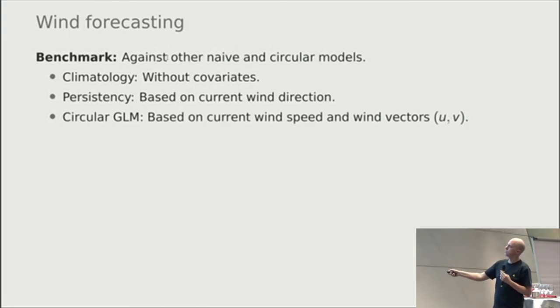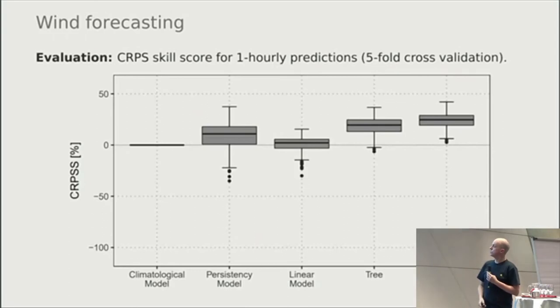And then we used a circular GLM based on the current wind speed and the current wind vectors. We split up wind direction into a vector of two, which is often done in practice. And if we do that, we evaluate again with a CRPS skill score. This is for the 1-hourly predictions.